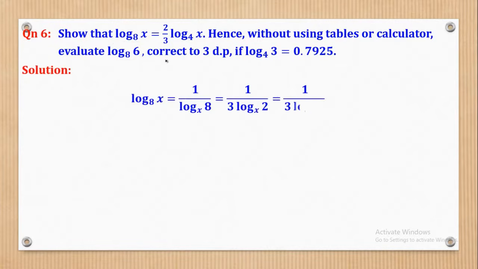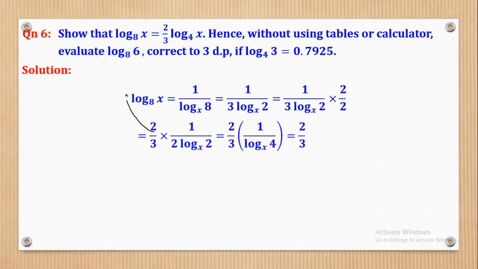So if I first change base, in the reciprocal form, it will become 1 over log base x of 8. Now this 8 is the same as 2 to the power 3, and the 3 can come down to become 3 log base x of 2. But remember here they want the ratio of 2 over 3. So what we shall do is multiply up and down by 2. And that will give us 2 over 3, which is what they want. But now we don't have this.